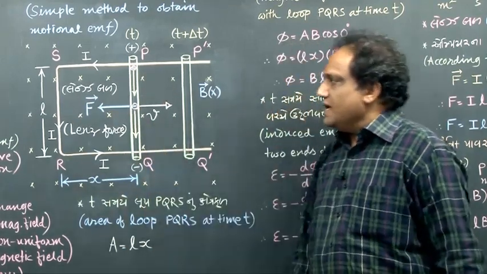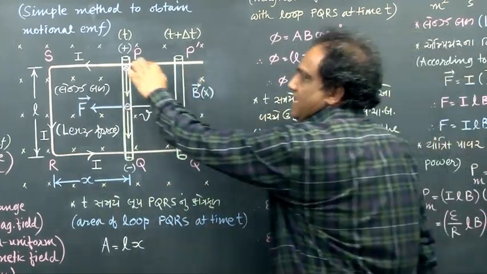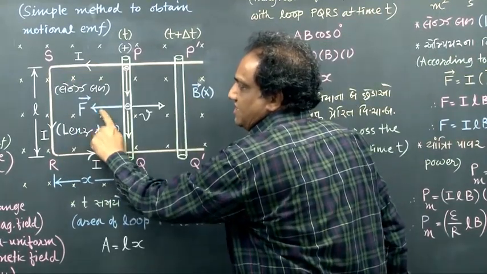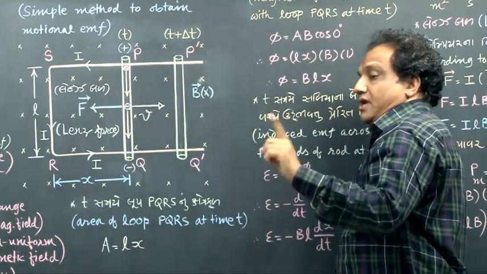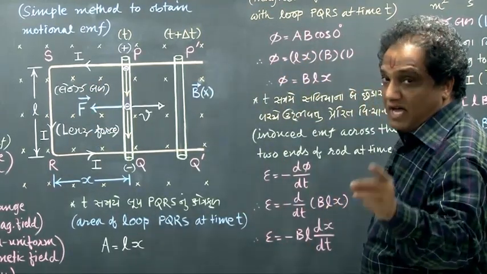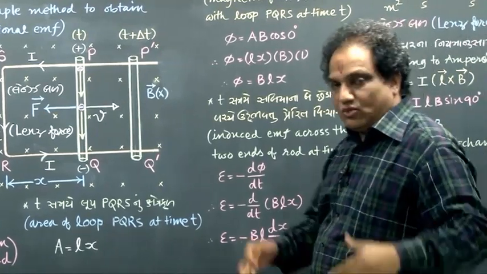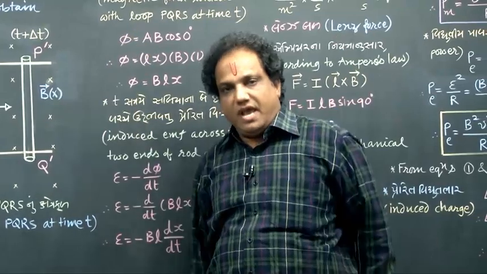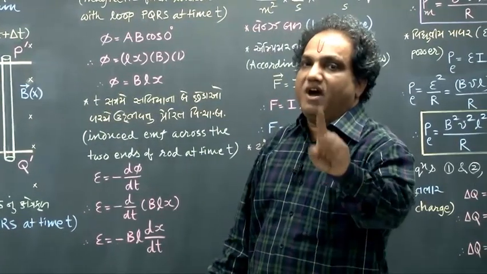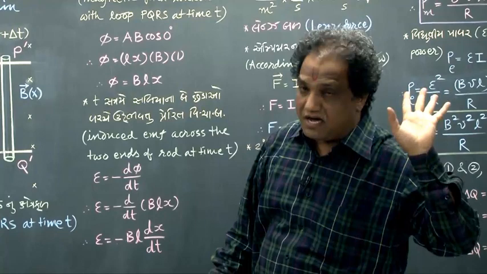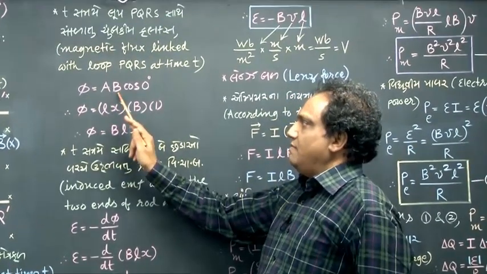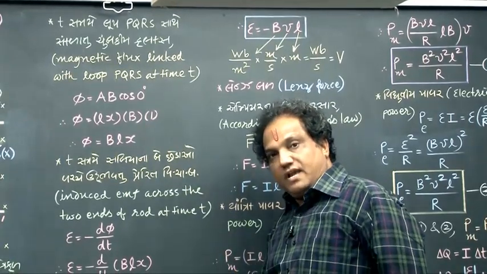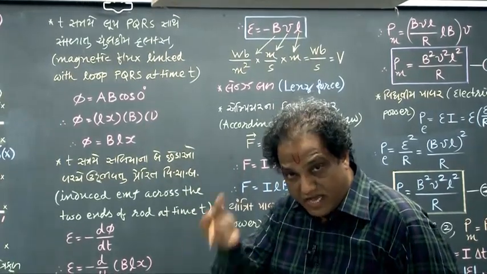Fine. And now tell me, through this area, don't you find certain magnetic field lines are passing through this area? And you know, the number of magnetic field lines passing through a given area gives you an indirect measure of magnetic flux. And what was the formula for magnetic flux? Phi equals AB cos theta. Come on. Phi equals AB cos theta. Remember what was theta? It was the angle between vector A and vector B.